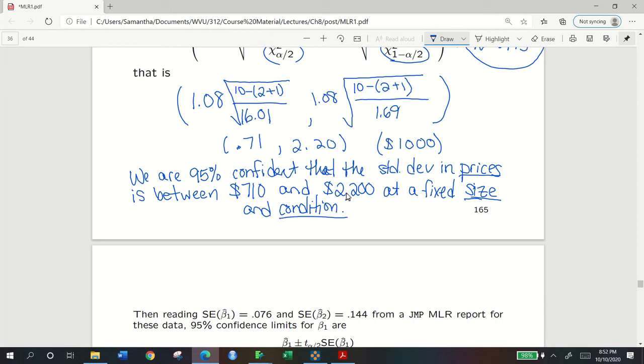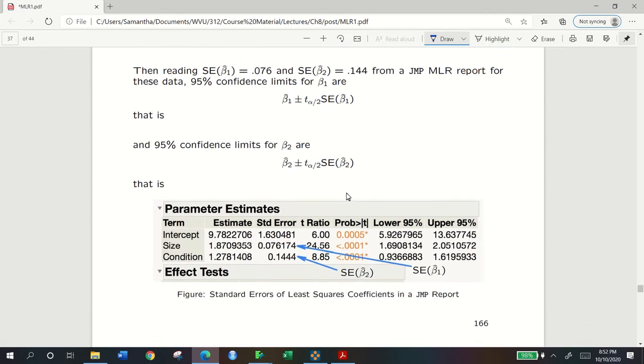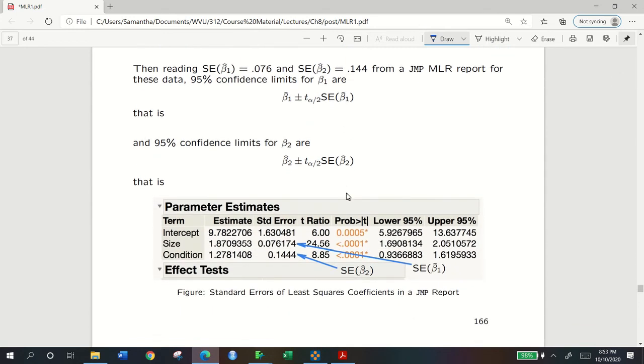And so notice I underlined prices, size, and conditions. That was our response and our two predictors. So as you go through this course or in the future, if you have to interpret a confidence interval for standard deviation, you can use this general statement and sub in for your different predictors and response. Moving right along, we can also calculate a confidence interval for our two predictors.